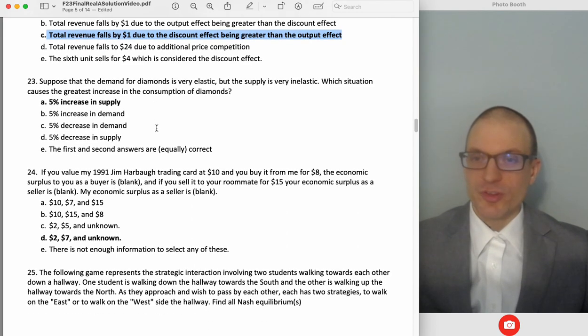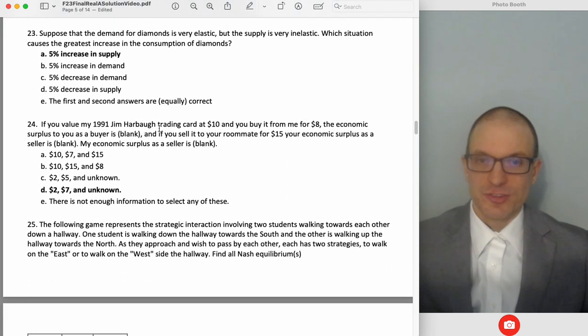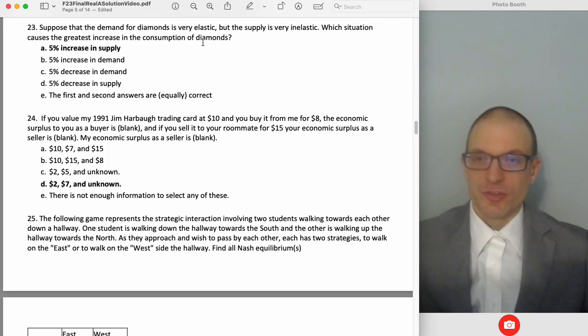Okay, so suppose the demand for diamonds is very elastic, supply is very inelastic, which causes the greatest increase in consumption. Oh, if demand is very responsive, what do we want to do? We want to shift supply, right? If we shift supply to the right, that'll give us a lower price and a larger quantity demanded, and it'll move the farthest if it is supply moving along our elastic demand curve. You could draw a whole bunch of pictures, kind of like before. If you draw pictures for each of these, you'll see it's got to be A.